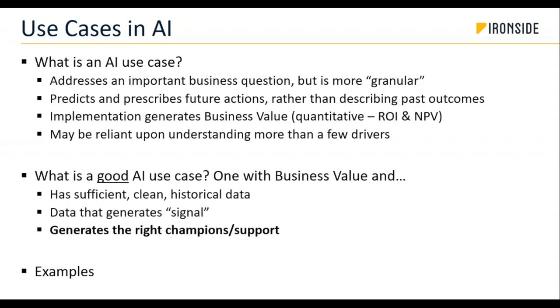So we develop business cases associated with typical discounted cash flow outcomes, return on investment, net present value, that sort of thing. You may use break-even analysis, whatever works in your organization. Use that model and apply it to your AI business cases as well. And importantly, this last point, you may be reliant upon understanding more than a few drivers. So the idea is there's complexity. Back to that granularity, there's complexity, and that's where the art and the science come into this. So that's what an AI use case is.